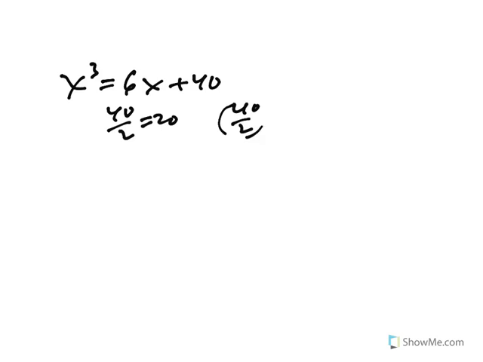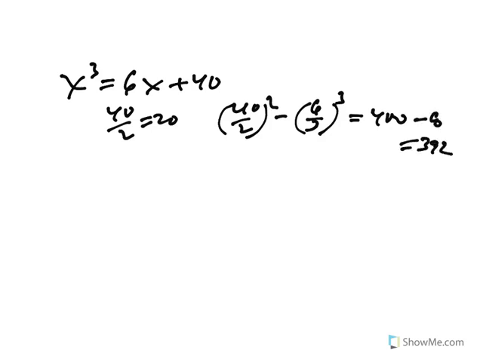A strange thing can happen when you run this through the formula. 40 over 2 equals 20. 20 squared minus (6 over 3) cubed is 400 minus 8, which is 392. And 392 is not a perfect square.